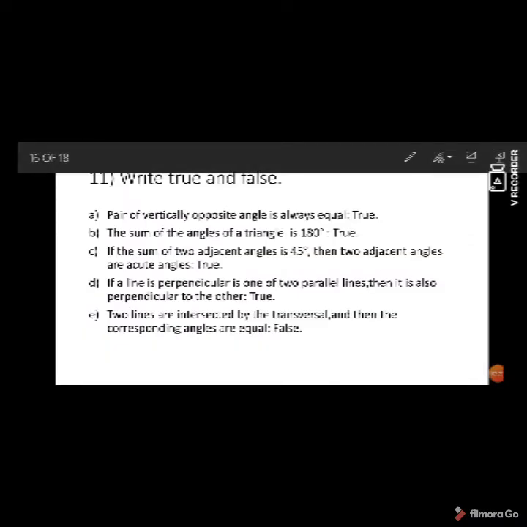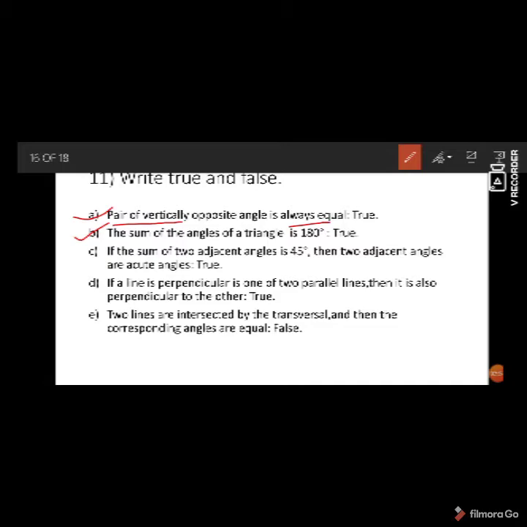Let us discuss some true and false. A pair of vertically opposite angles is always equal. So we know if the lines are parallel and a transversal is passing through it, the vertically opposite angles are always equal. So whenever it is given that the pair of opposite angles is equal, it is always true. The statement is true. The sum of the angles of a triangle is 180 degree. It is also a universally true statement.